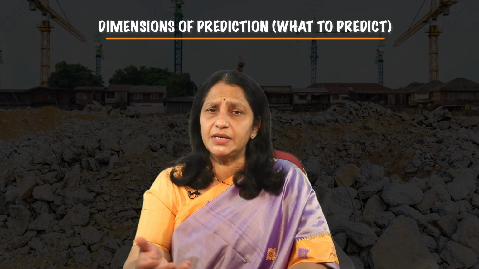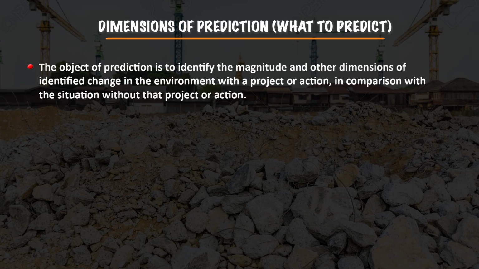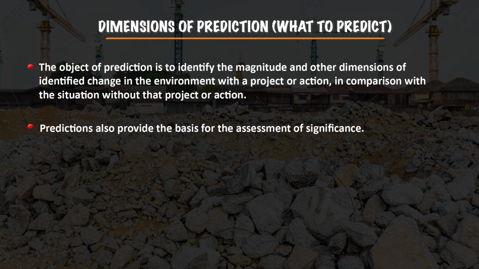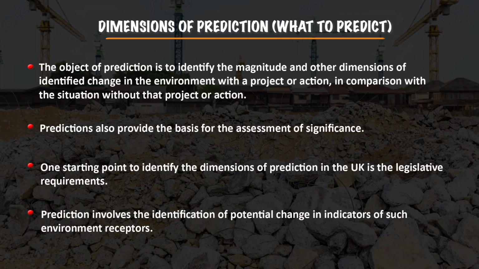Dimensions of prediction, that is, what to predict. The main objective of prediction is to identify the magnitude and other dimensions of identified changes in the environment with a project or an action, in comparison with the situation without that project or action. Prediction also provides the basis for the assessment of significance. One's starting point to identify the dimensions of prediction in the United Kingdom is the legislative requirement. That is a case study.